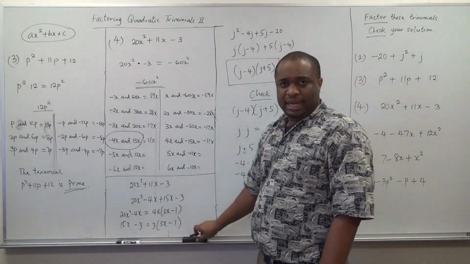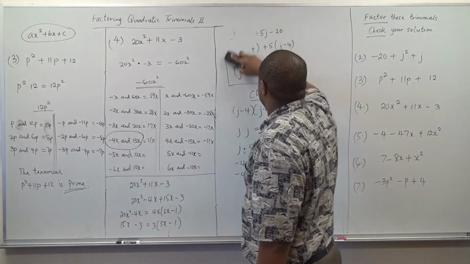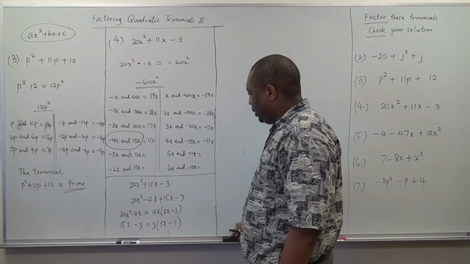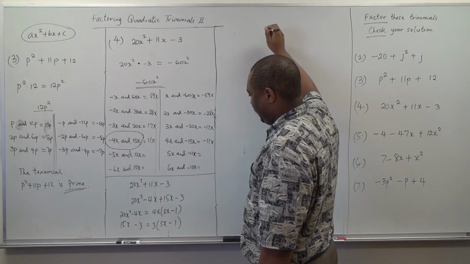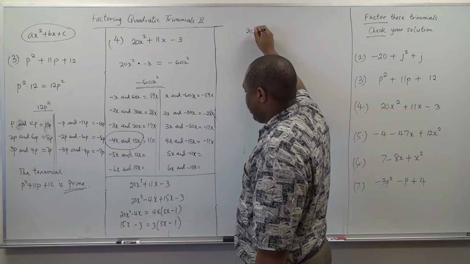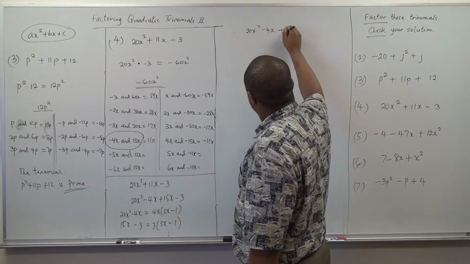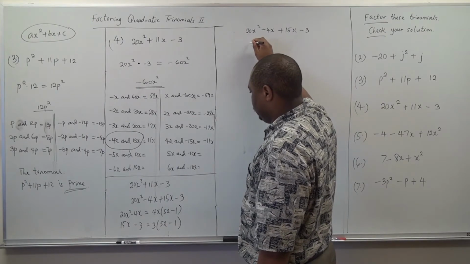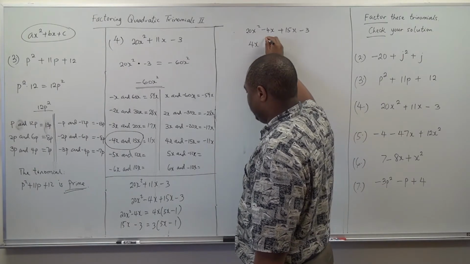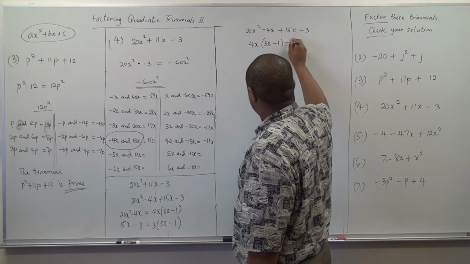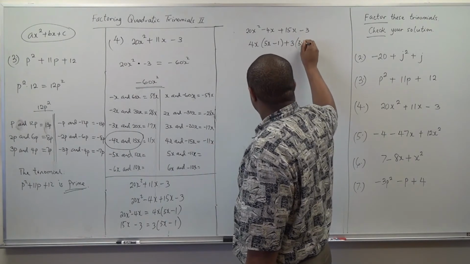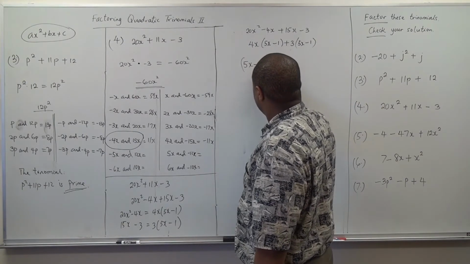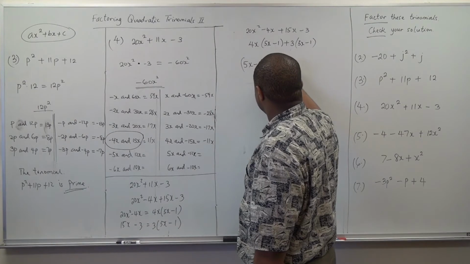So when you have this, you can now smile, right? So let's see what it will be. It's now going to give us that 20x squared minus 4x plus 15x minus 3 will give us 4x into 5x minus 1 plus 3 into 5x minus 1. 5x minus 1 is common. If you factor it out, what is remaining is 4x plus 3.